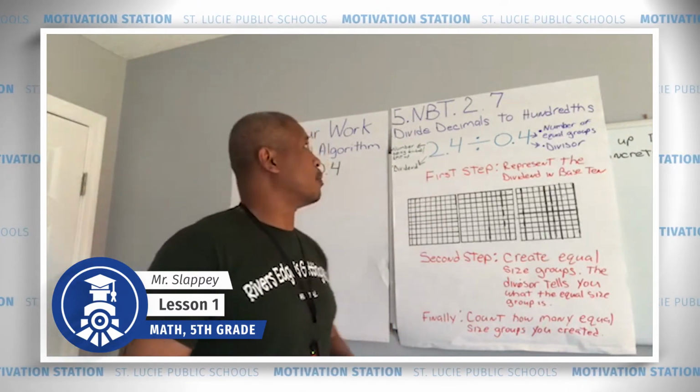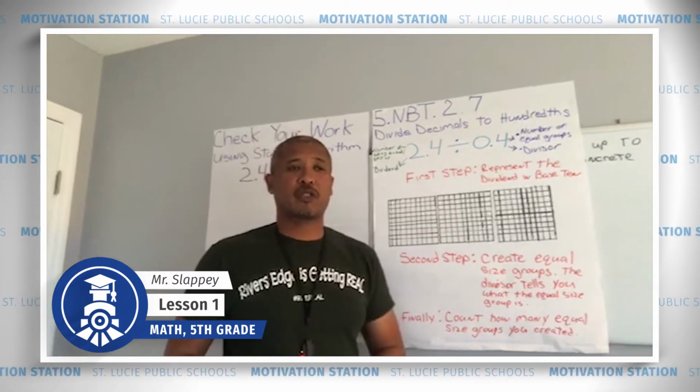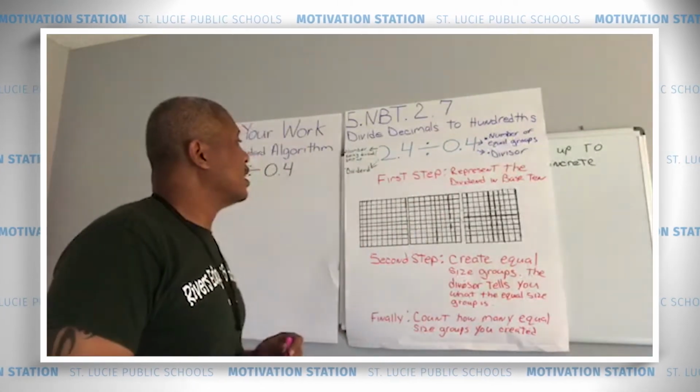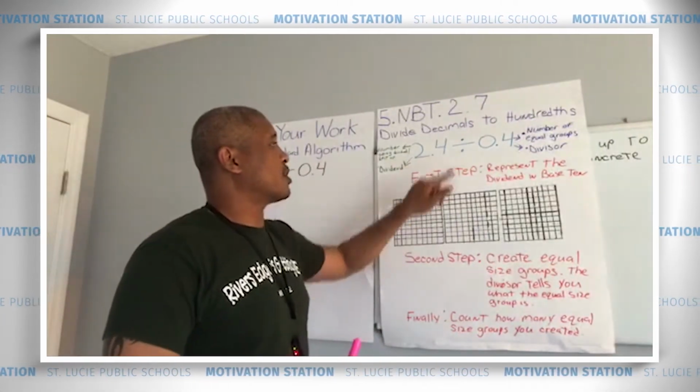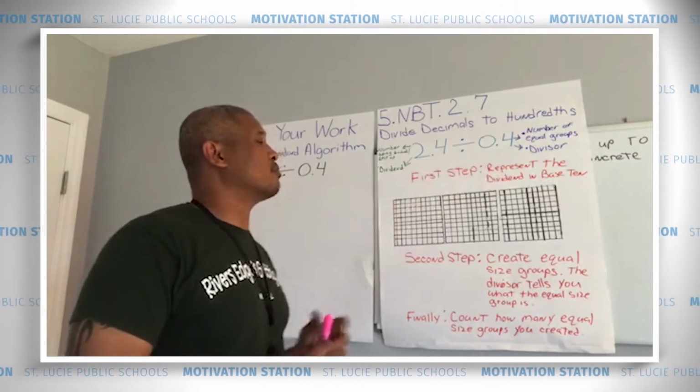Today's lesson covers 5.NBT.2.7, which is simply dividing decimals to the hundredths. So let's get to it. 2 4/10 divided by 4/10.